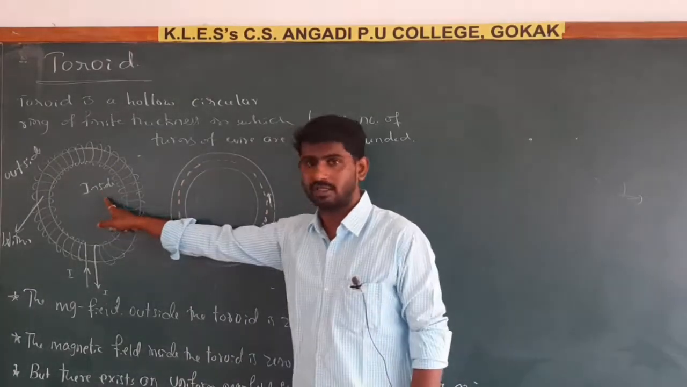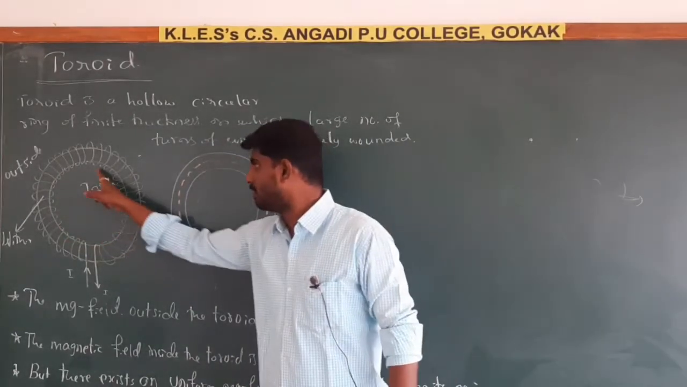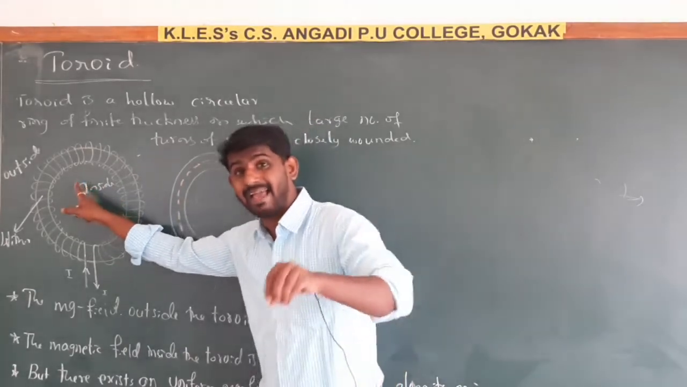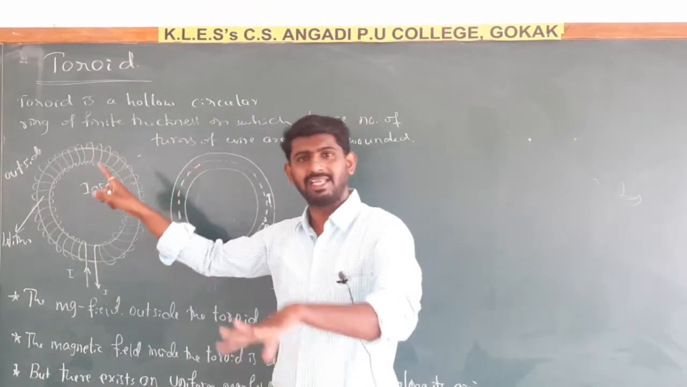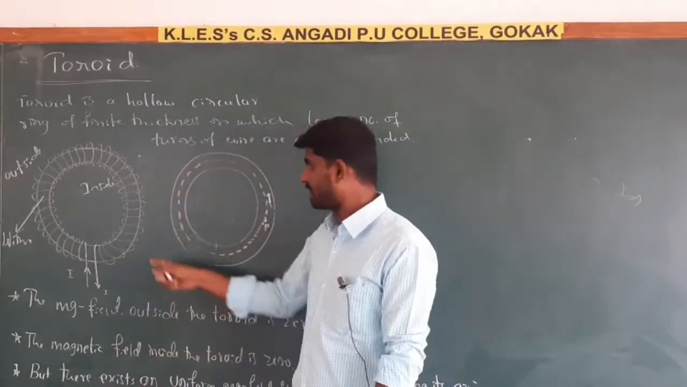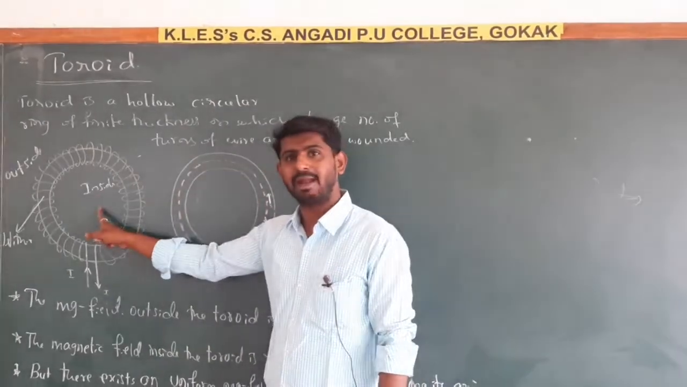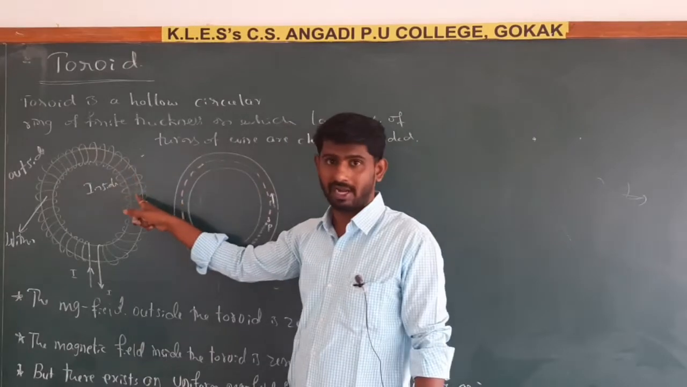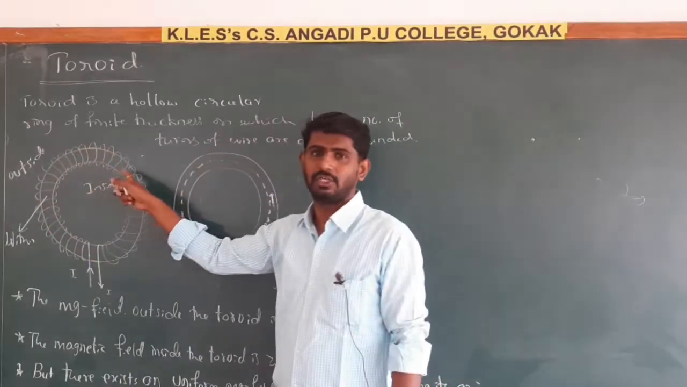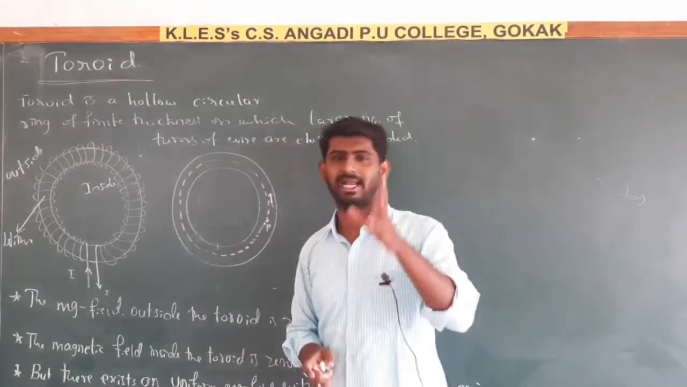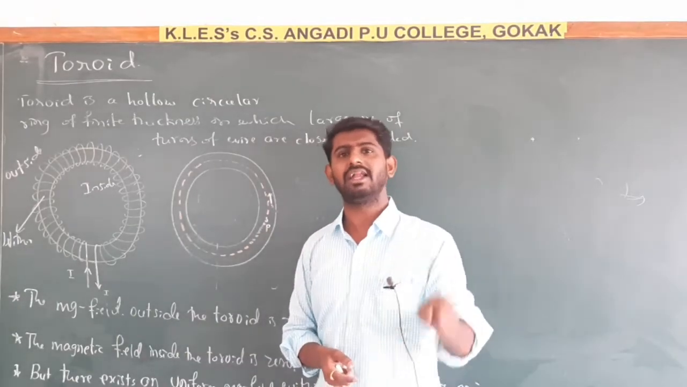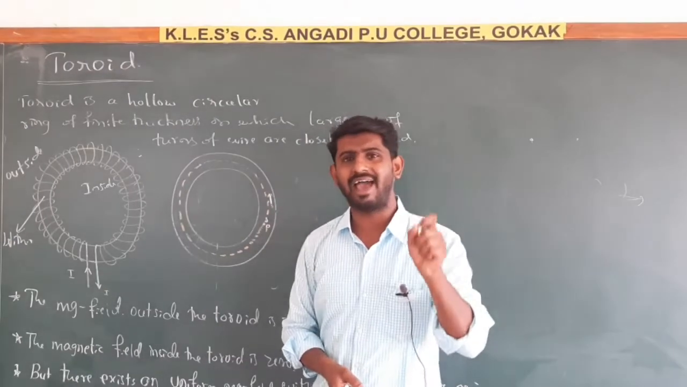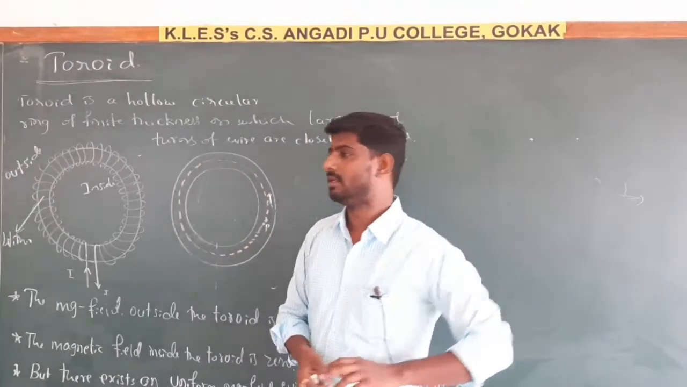Why does it become 0 inside? If I draw an Amperian loop here, there is no current inside the Amperian loop. No current is enclosed by the Amperian loop. So that's why I is 0. That's why the magnetic field is 0 inside. And what about within the toroid? Within the toroid there exists a magnetic field, and it is uniform, and it is strong, and it is along the axis.